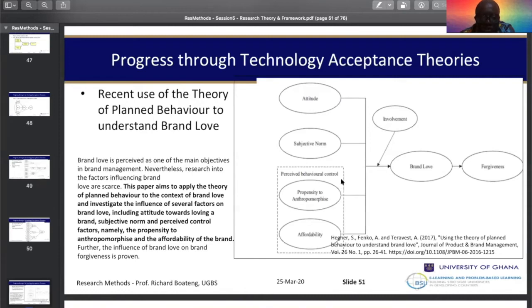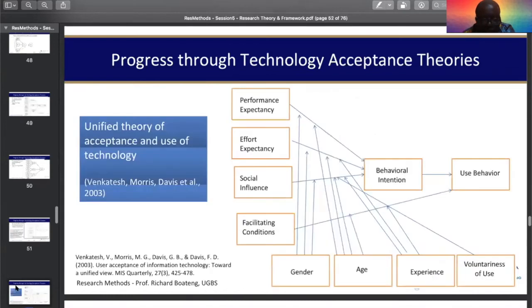So he says that this state is also moderated by involvement. The level of involvement is put out there. So this is another person using the theory of planned behavior to study brand love, which leads to forgiveness. You can download the paper later and read on it. I'm just showing the different theories and how people modify, use and apply them. So they go through different stages. This is a more recent study, 2017.